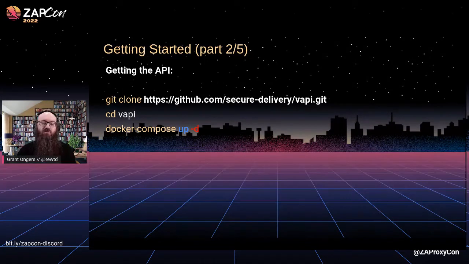Once you've cloned the repository, which you should just be able to do with github.com/secure-delivery/vapi.git, change into the directory, and then do docker compose up -d. Once you've done that, you should see that it's starting the database, it starts the www, and it starts phpMyAdmin.